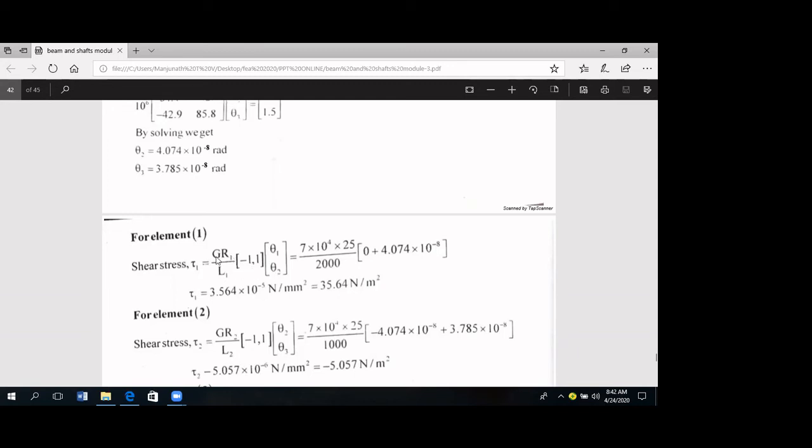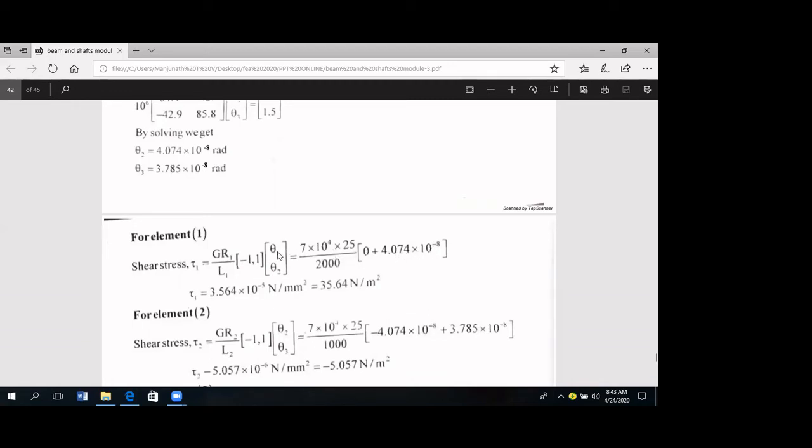Now substituting the G value and the radius: the diameter given is 50, so take the radius as 25, divided by, for the first element, a length of 2000 mm. Substituting this, you are going to get the values 0 plus 4.074 into 10 to the power of minus 8.